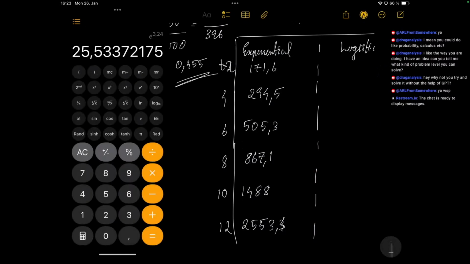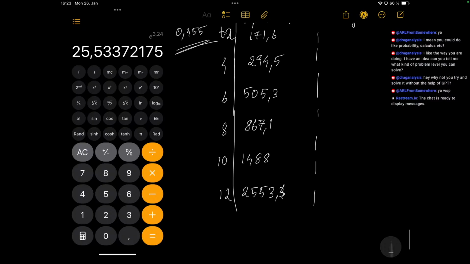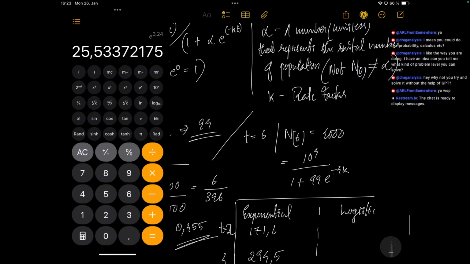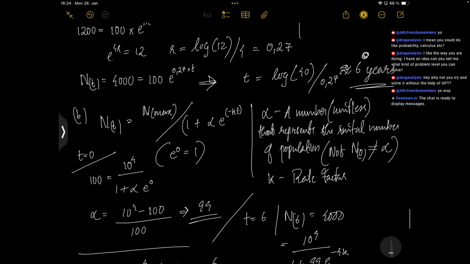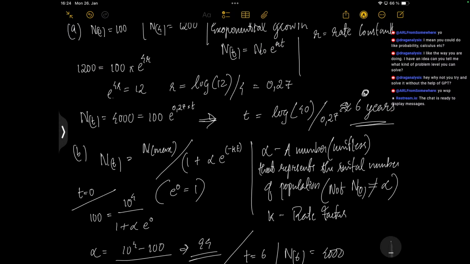How is that the other side? But it's just 2000 after 12 years. That does not make sense. Within 6 years, it should be 4000. And when I calculated, it's not that. What is wrong here? There is something wrong.